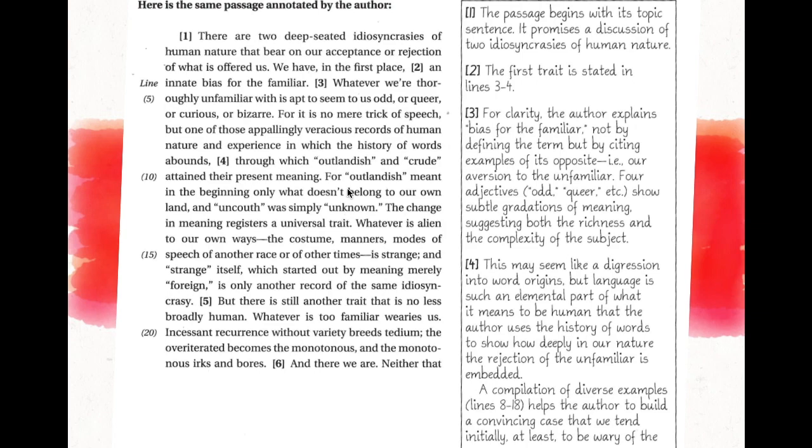Where was I? For outlandish meant in the beginning only what doesn't belong to our own land, and uncouth was simply unknown. That's the word etymology. The change in meaning registers a universal trait. Whatever is alien to our own ways, the costume, manners, modes, or speech of another race or of other times, is strange, and strange itself, which started out by meaning merely foreign, is only another record of the same idiosyncrasies. We no longer think of strange as foreign, we think of strange as weird, bizarre, not normal.